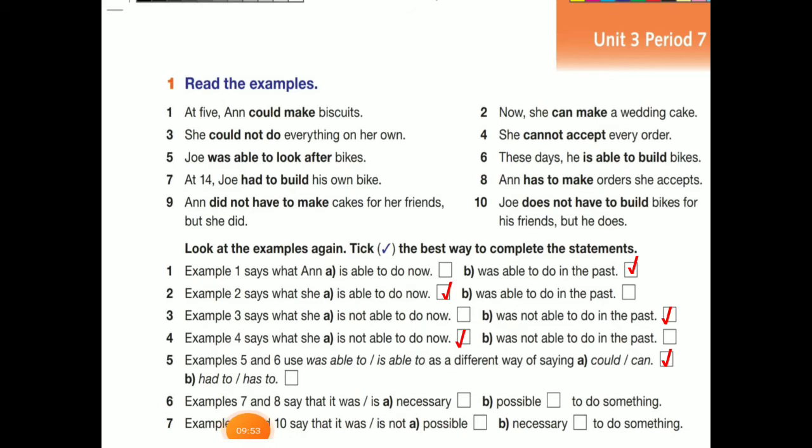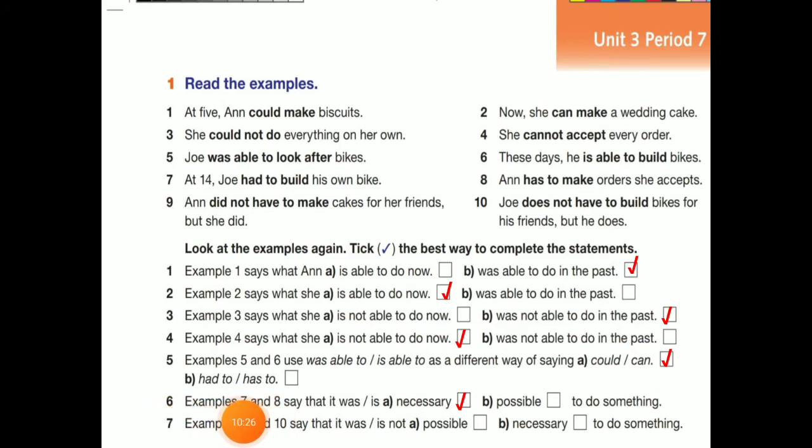Okay, example 7 and 8 says that it was, or is necessary, possible to do something. Example 7 had to, okay, necessary in the past. 8 has to, okay, necessary in the present. What's your answer? Bravo, necessary, okay, that it was or is necessary in the past and in the present.